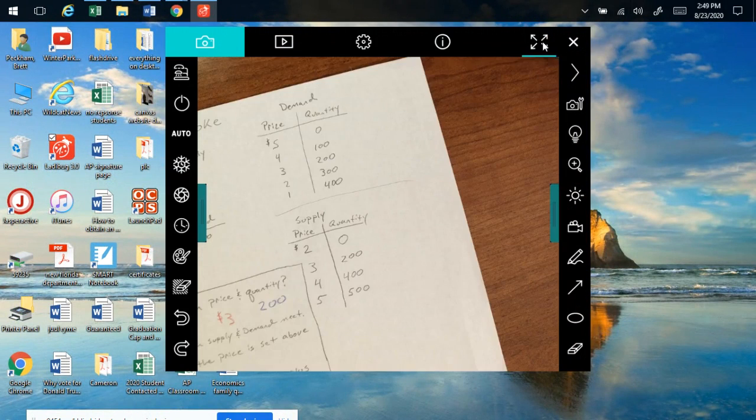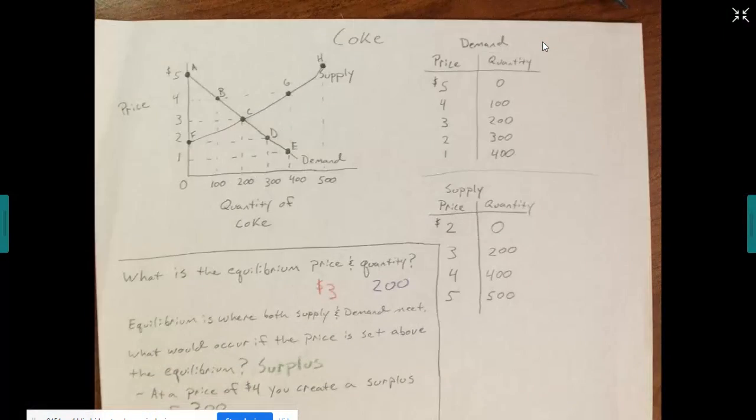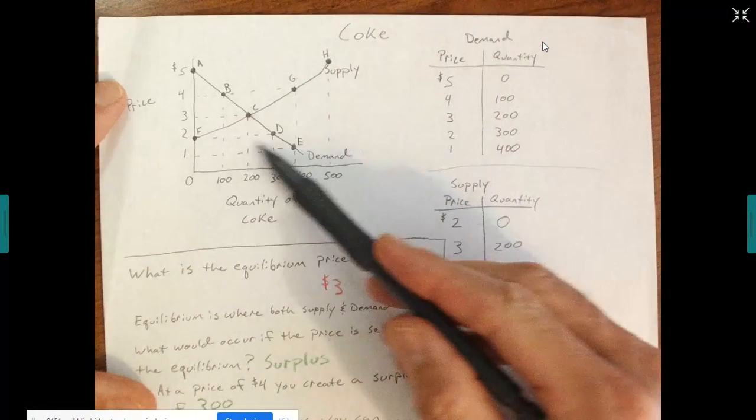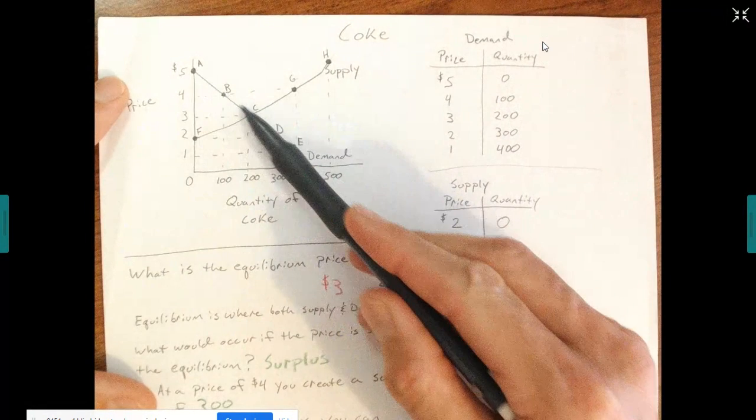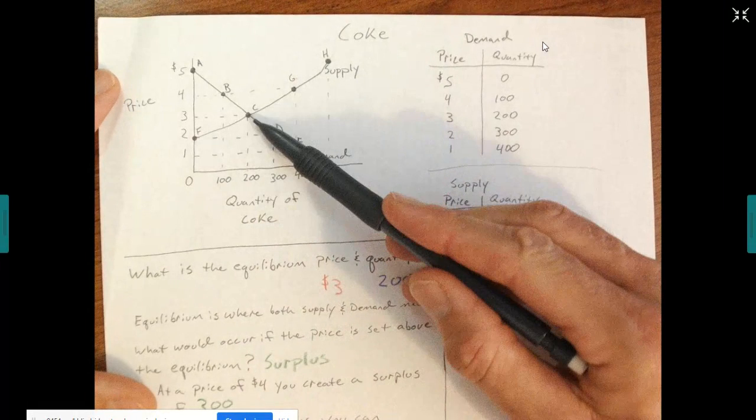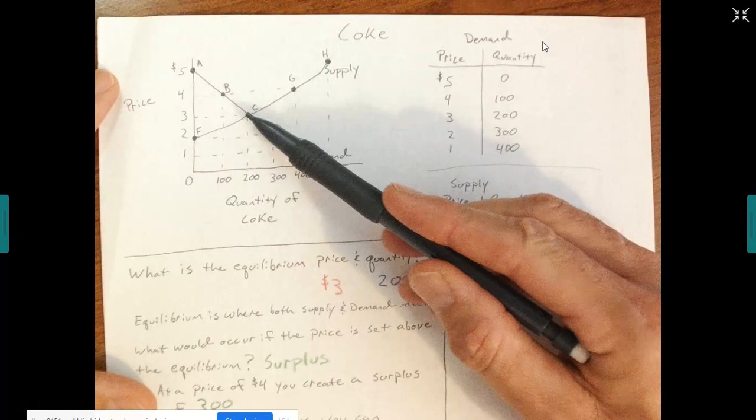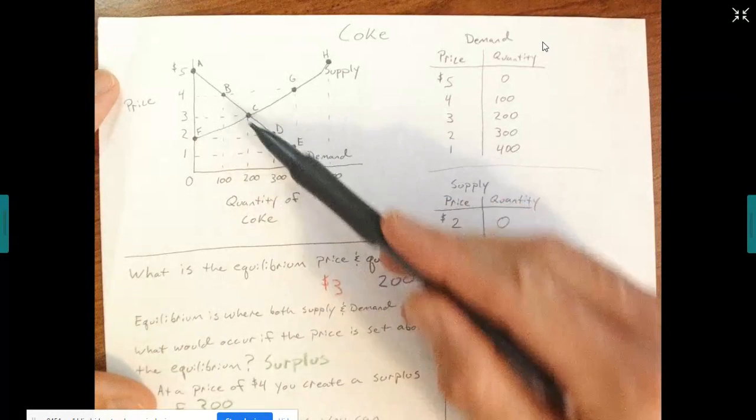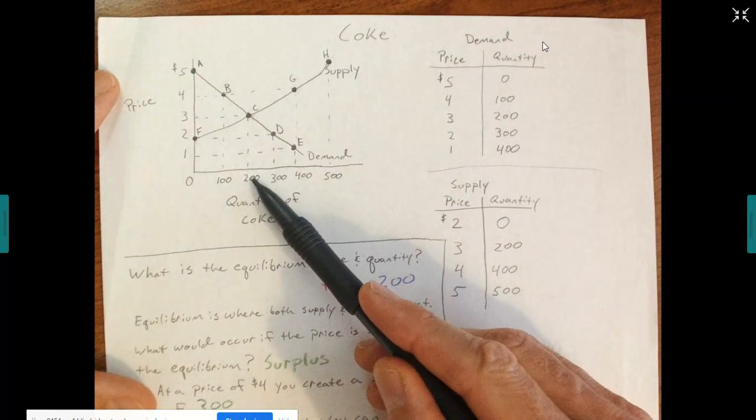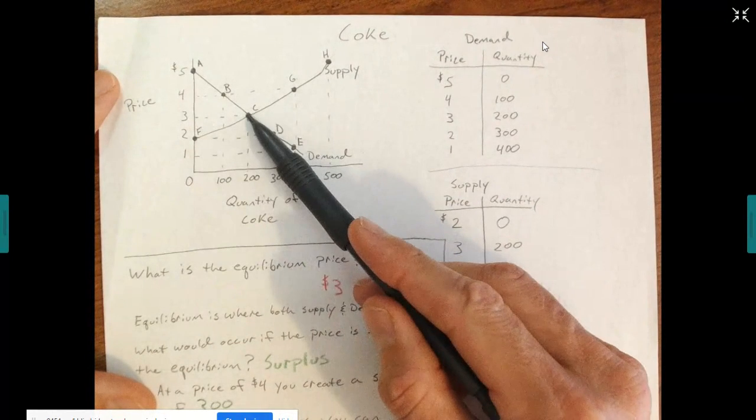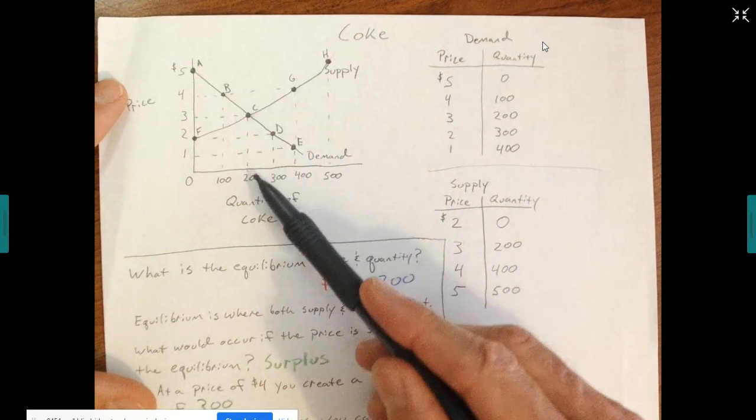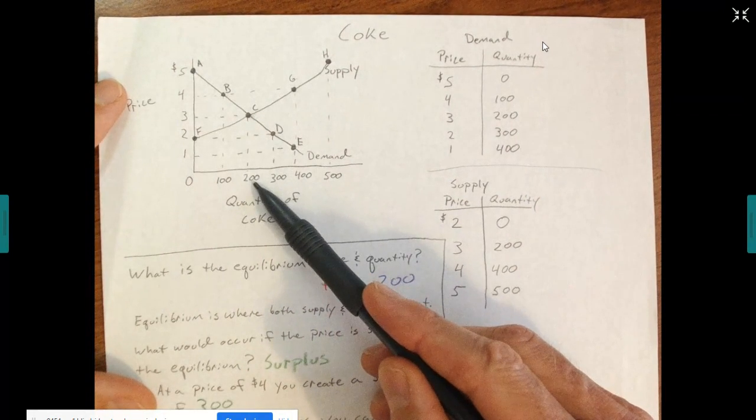I want to show you the difference of a supply and demand graph for Coca-Cola. The downward sloping line of demand and upward sloping line of supply intersect here at point C at $3. At $3, there are 200 units that people are willing to demand. And at a price of $3, the Coca-Cola Corporation is willing to allocate enough resources to produce 200 units.